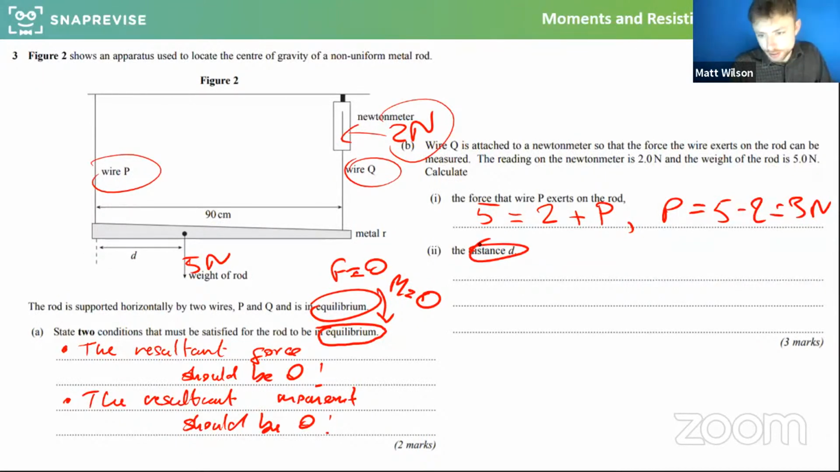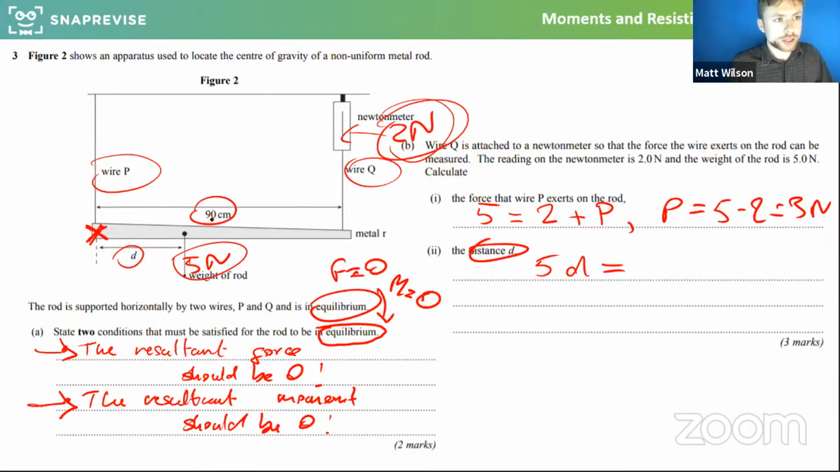Now we're asked to find the distance D. So far we've used this part of equilibrium. Now we're using this part of equilibrium, which means we're not rotating. So if we want to find the distance D, let's use this point here as the point we're taking moments around. Then we have 5 times D going clockwise. And we know that needs to be balanced by 2 multiplied by 90 going in the other direction.